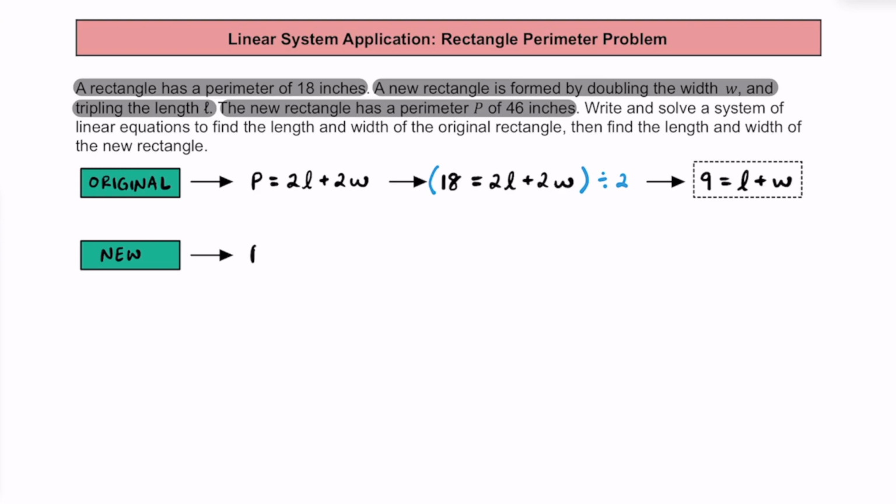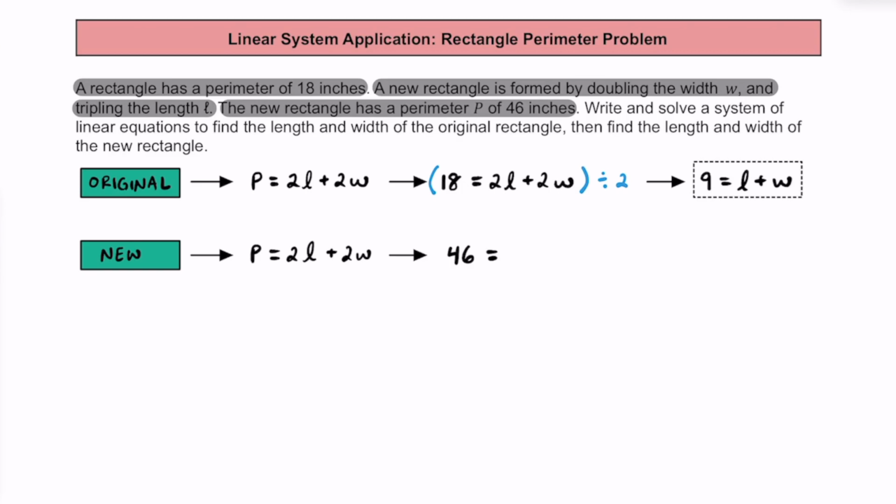Now, what about our new rectangle? Well, the new rectangle is still going to have the same formula for perimeter, which is 2 times the length plus 2 times the width. And what do we know about this new rectangle? Well, we know the perimeter is going to be 46 inches, so we can replace that P with 46. And what do we know about the length and the width? Well, we are told that we can find this new rectangle if we double the width, so we multiply that by 2. And we're also tripling the length, so we multiply that by 3.